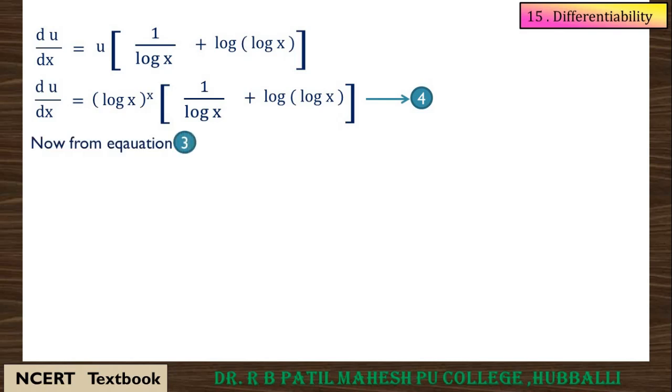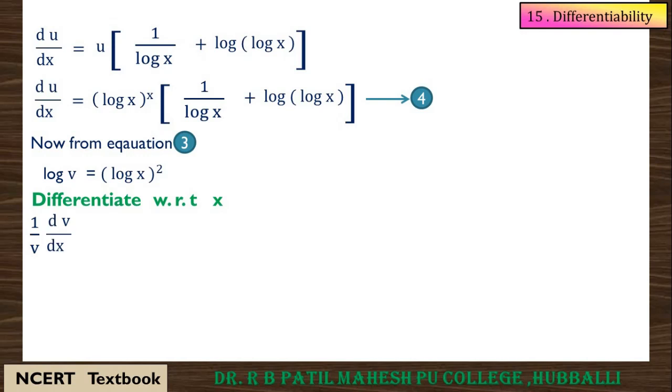So from equation 3, log v is equal to log x whole square. This function I am going to differentiate directly. Using the function raised to n form, the log v derivative is 1 by v dv by dx. The derivative of log x whole square is followed in this way. It is function raised to n. Otherwise, remember this is an x square form. What is the x square derivative? 2x.